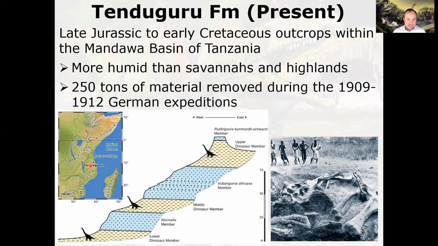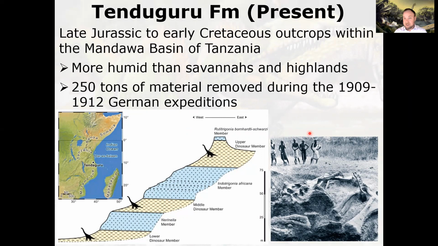And in this area here, Tendaguru, it's a very rich fossiliferous area. There's multiple different layers of dinosaur beds that are found in here. This area in the modern day of Tanzania is a little bit more humid than the savannas that are found up here. So like the Serengeti, very famous, and then also to the highlands to the west, actually in the rift system itself.